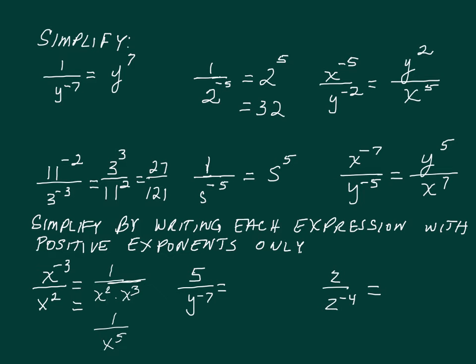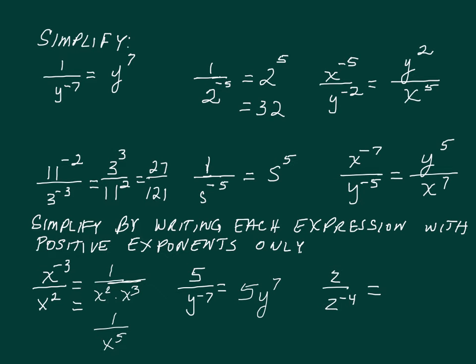All right, next we have 5 over y to the negative 7. Y to the negative 7 is a negative exponent. Bring the y up to the attic. So the 5 remains where it is. The y comes up and the 7 becomes positive.